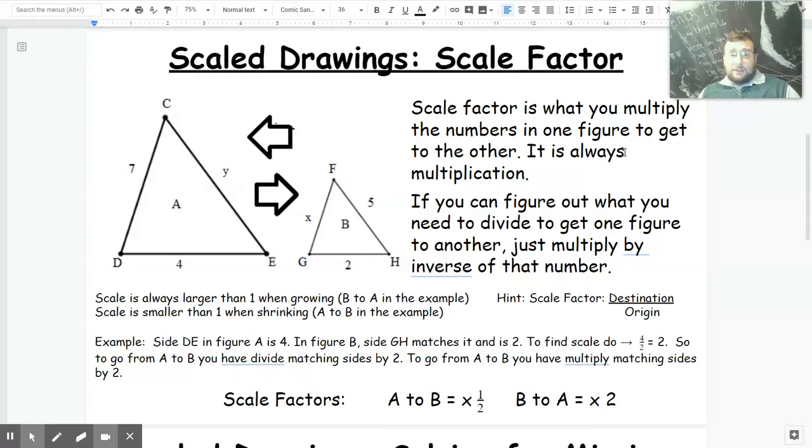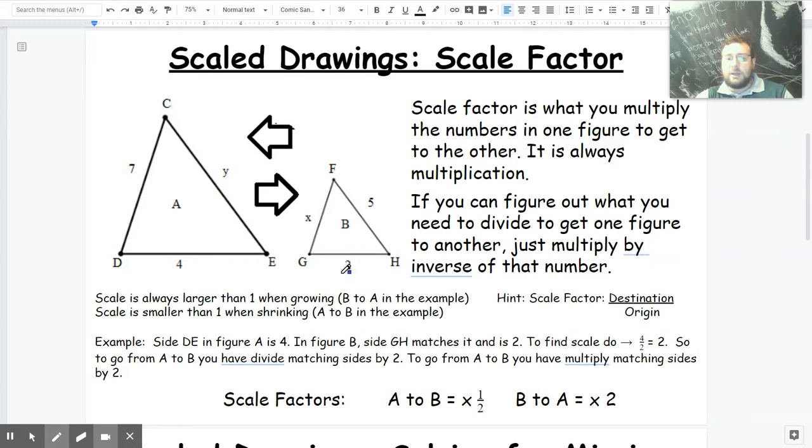So in the last video, we talked about scale drawings and how they're proportional to each other. And like any proportional relationship, there's a constant of proportionality for that. In scale drawings, we call that the scale factor. Now, the scale factor is defined as what you multiply the dimensions of one picture by to get the dimensions of the other. Now, it's always what you multiply by. So that's the only difference between what you would normally do with constant proportionality, okay?